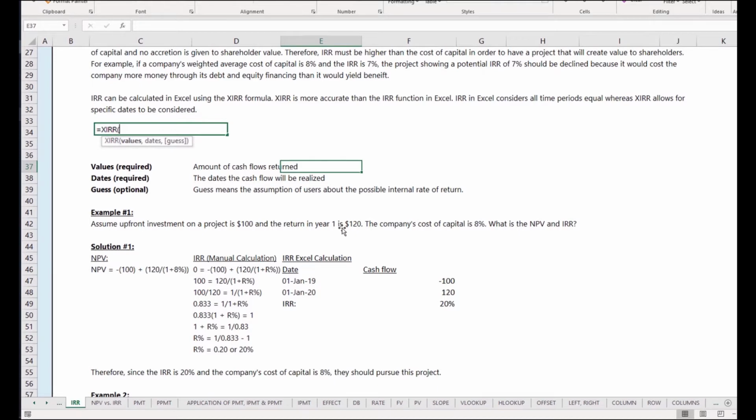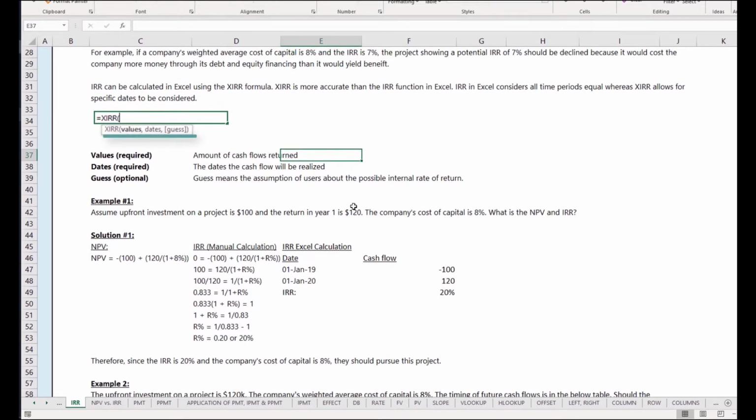In Excel, XIRR is used as follows. We put equals XIRR, and then we have the following fields as syntax: values, dates, and guess. Values is the amount of cash flows returned on the investment. Dates are the dates that the cash flows will be realized. And guess is an optional field, which means the assumption of users about the possible internal rate of return.